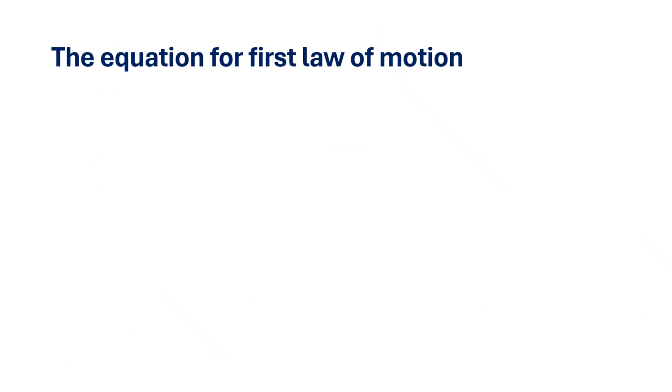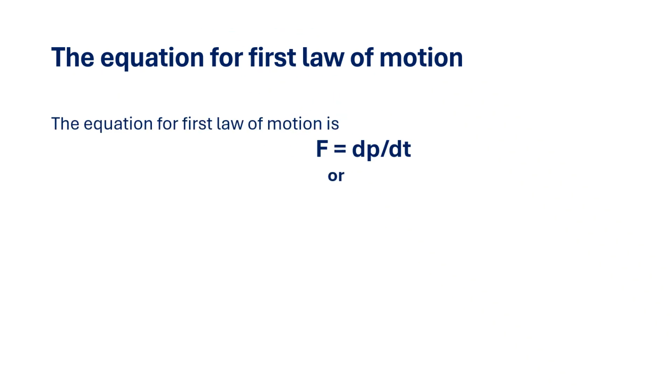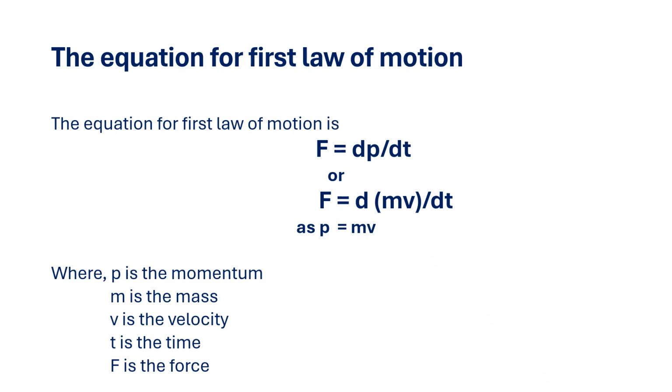So these are very famous examples from day-to-day life of Newton's first law of motion. Now let's study the equation for the first law of motion. The equation is F is equal to dP divided by dt, or in another way you can write it as F is equal to d(mv) divided by dt, where P is equal to m into v. P is the momentum, m is the mass, v is the velocity, t is the time, and F is the force which is applied.